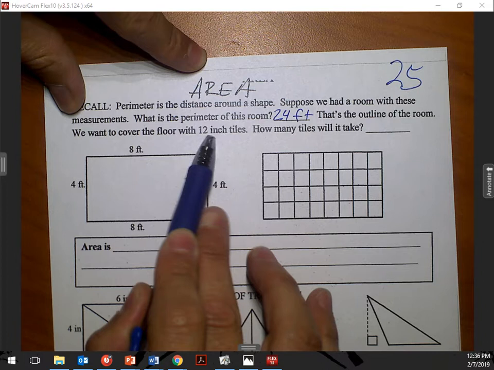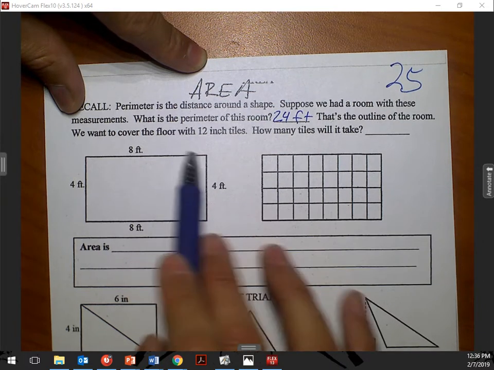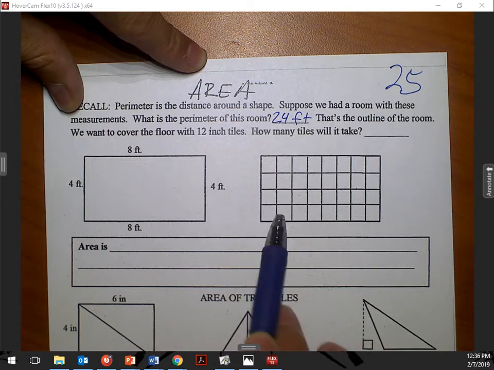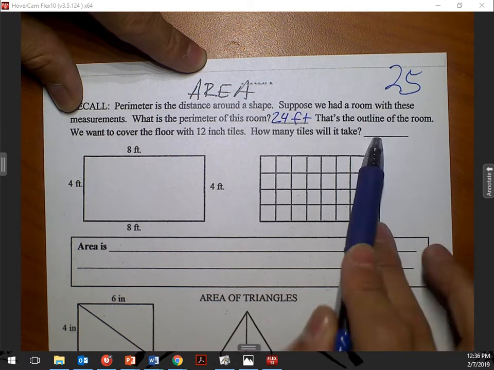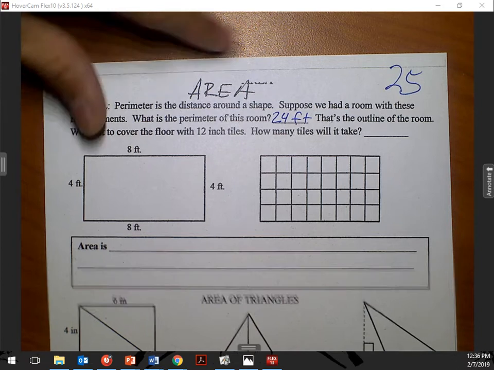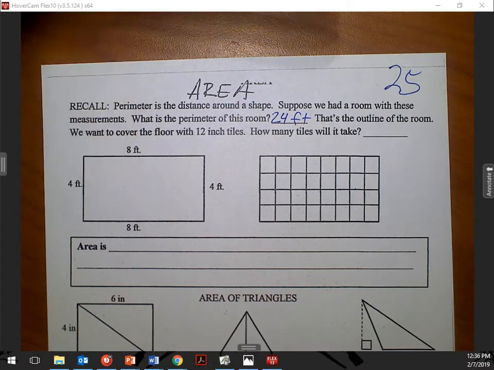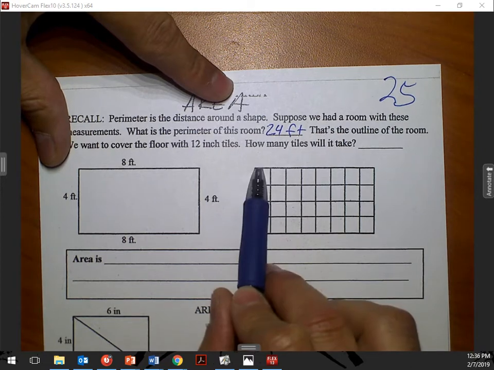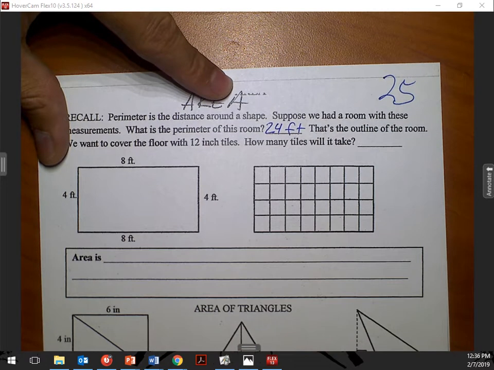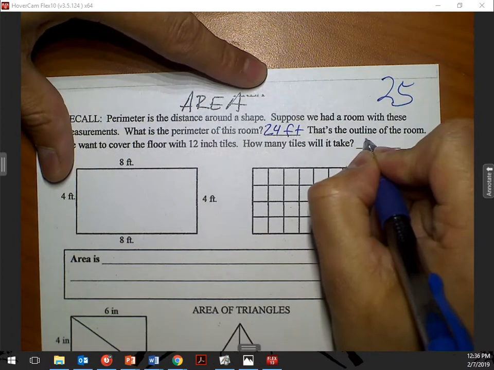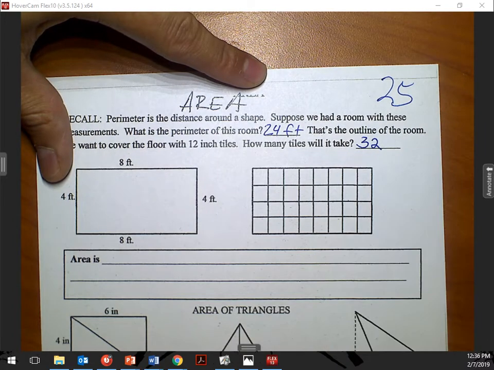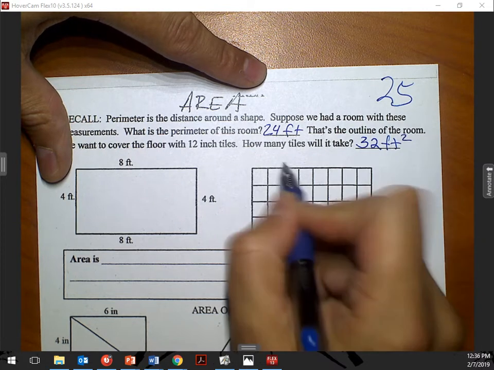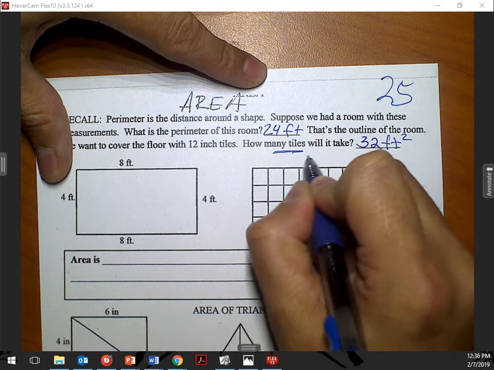We want to cover the floor with 12-inch tiles. Each of these tiles is going to be 12 inches by 12 inches, so it's actually 1 foot by 1 foot. How many tiles will it take? I want to figure that out. Let's count each one. 8 times 4. So I have 8 rows of 4, which is going to give me how much? 32. And what are my units? Feet squared, right? How many tiles? 32 tiles.